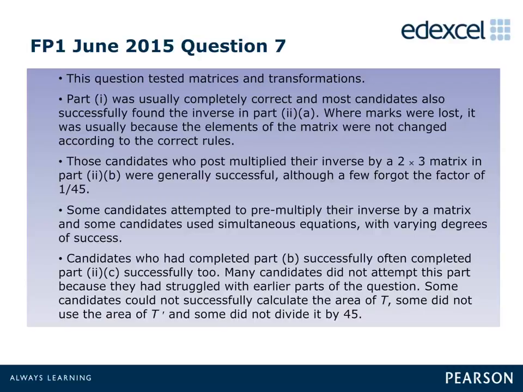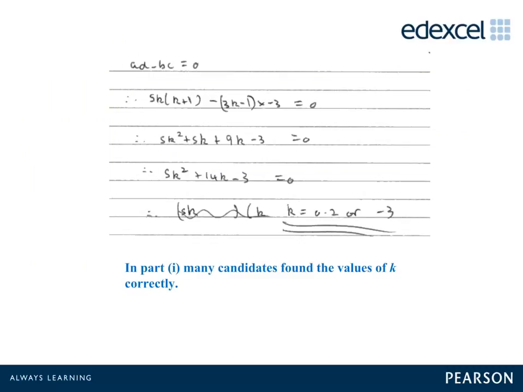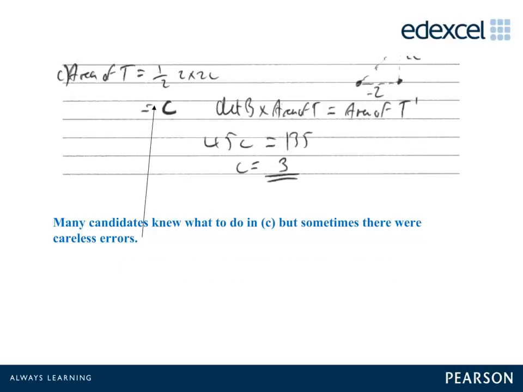Some candidates could not successfully calculate the area of T. Some did not use the area of T dash, and some did not divide it by 45. In Part 1, many candidates found the values of k correctly. Many candidates knew what to do in C, but sometimes there were careless errors.